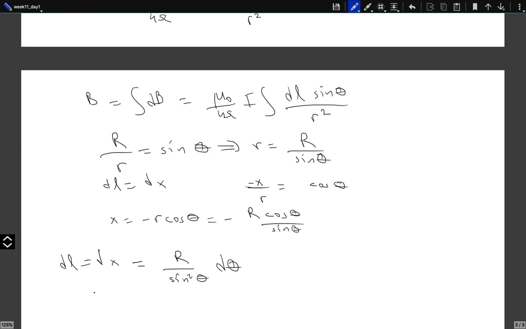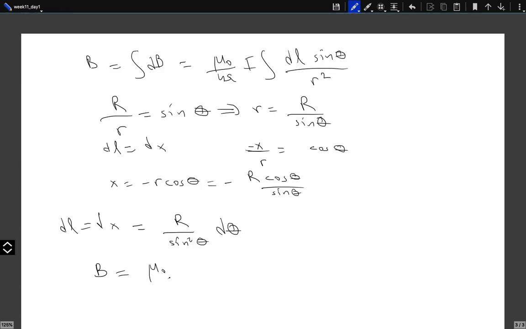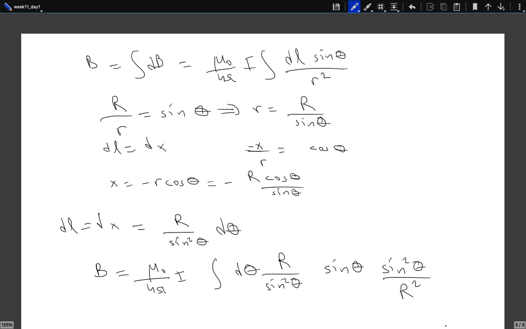So now let's express B in terms of an integral over theta. It's mu 0 over 4 pi I. Well, dl is d theta R over sine squared theta. This is dl. Then I have sine theta. Then I have 1 over r squared, which is sine squared theta over R squared. What is the range of theta? It's 0 to pi.